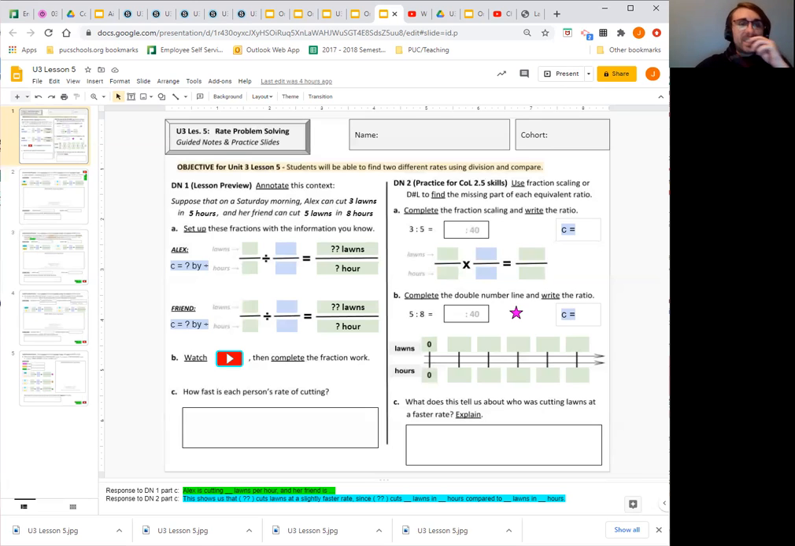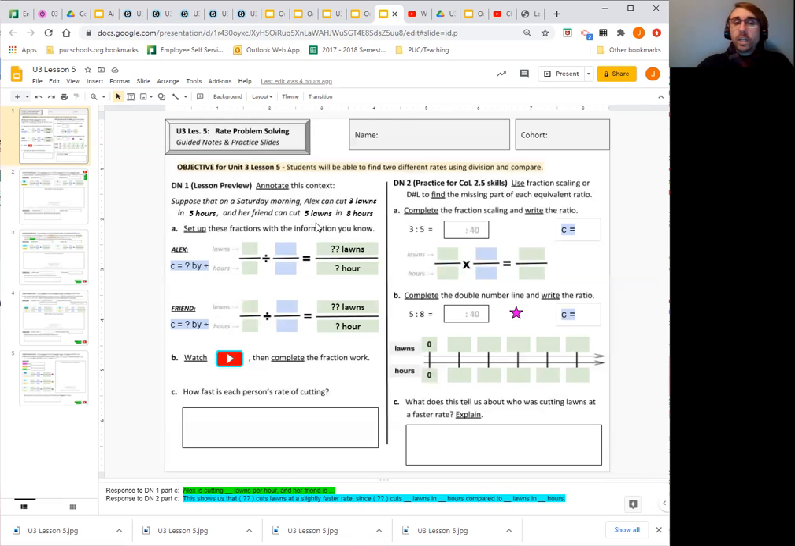So we're going to begin with DN1, which is on slide 1. And to begin with, you should already have annotated the text, looking for key amounts. You also should have set up the fractions in part A. Alex's fraction for lawns to hours and the friends for lawns to hours. If you have all of that done, great. If you don't have that done yet, please do that first, then unpause this video and continue to use this to help you.